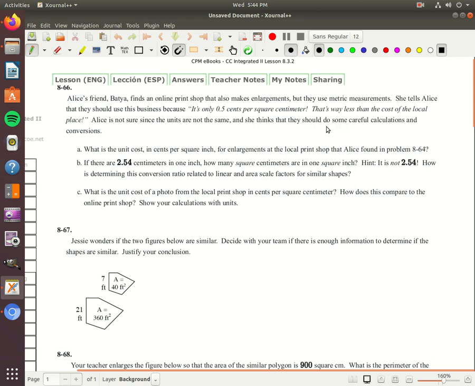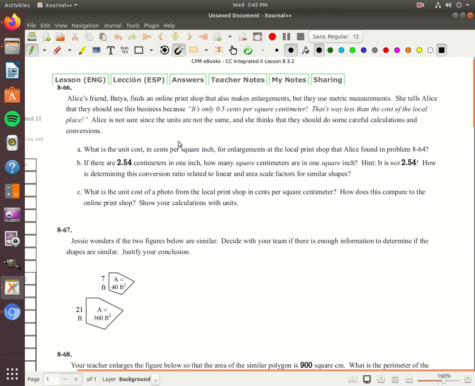That's way less than the cost of the local place. Alice is not sure since the units are not the same, and she thinks they should do some more careful calculations and conversions. So what is the unit cost in cents per square inch for enlargements at the local print shop that Alice found in 864?